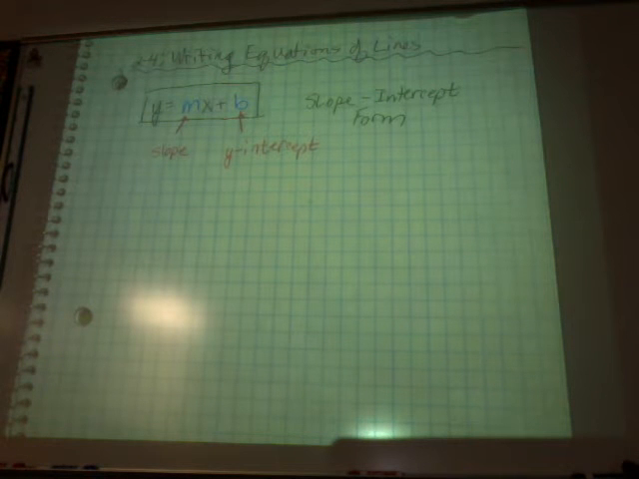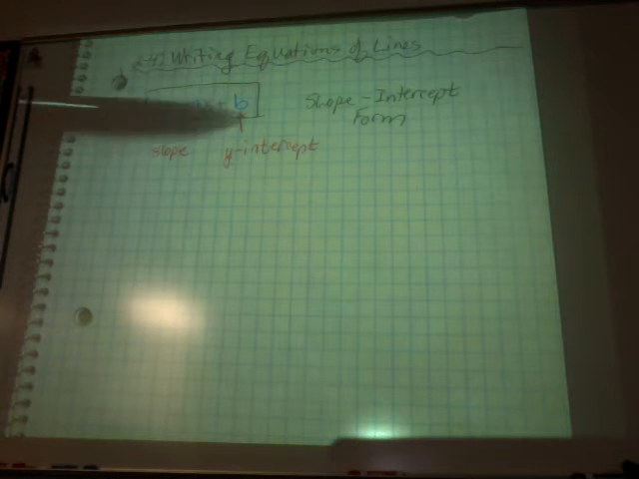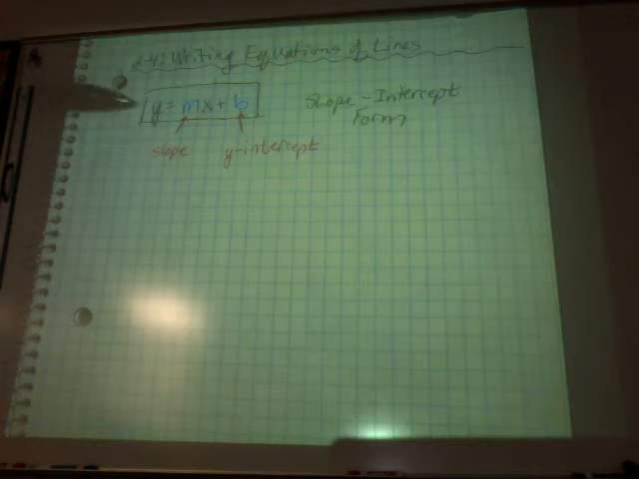The only time I will use this form of an equation to start writing the equation of my line is if I have been given the slope and given the y-intercept. It's the only time I will start with this equation. 9 times out of 10, you're going to finish with this equation. You have to read your directions. They could ask you to write the equation in slope-intercept form. They could ask you to write the equation in standard form. Useless, but we went over that.